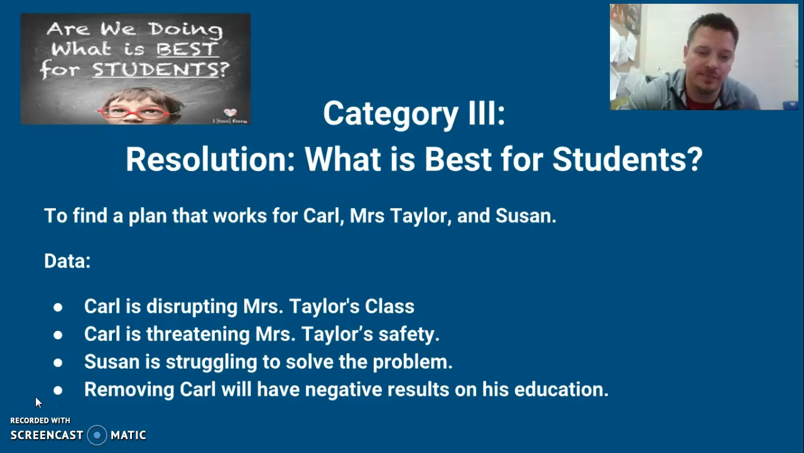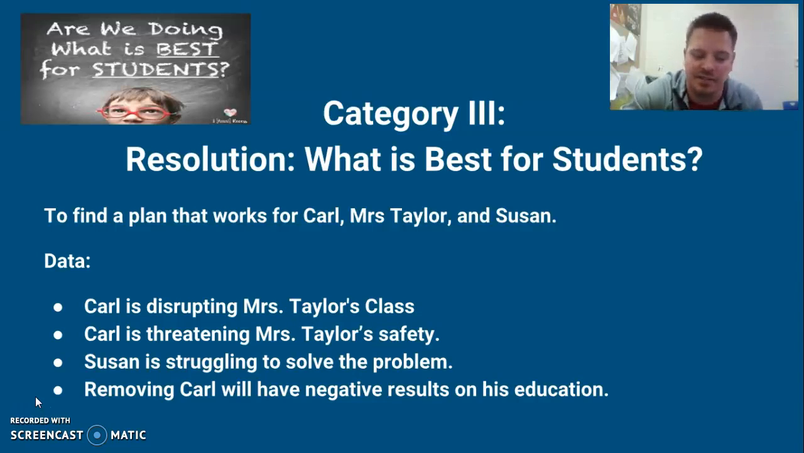All right, category 3, the resolution, what's best for students. The best thing for students is to find a plan that works for Carl, Miss Taylor, and Susan. If we can find a plan that everybody's happy with, and that's best for our students, then that would be the best solution for this.